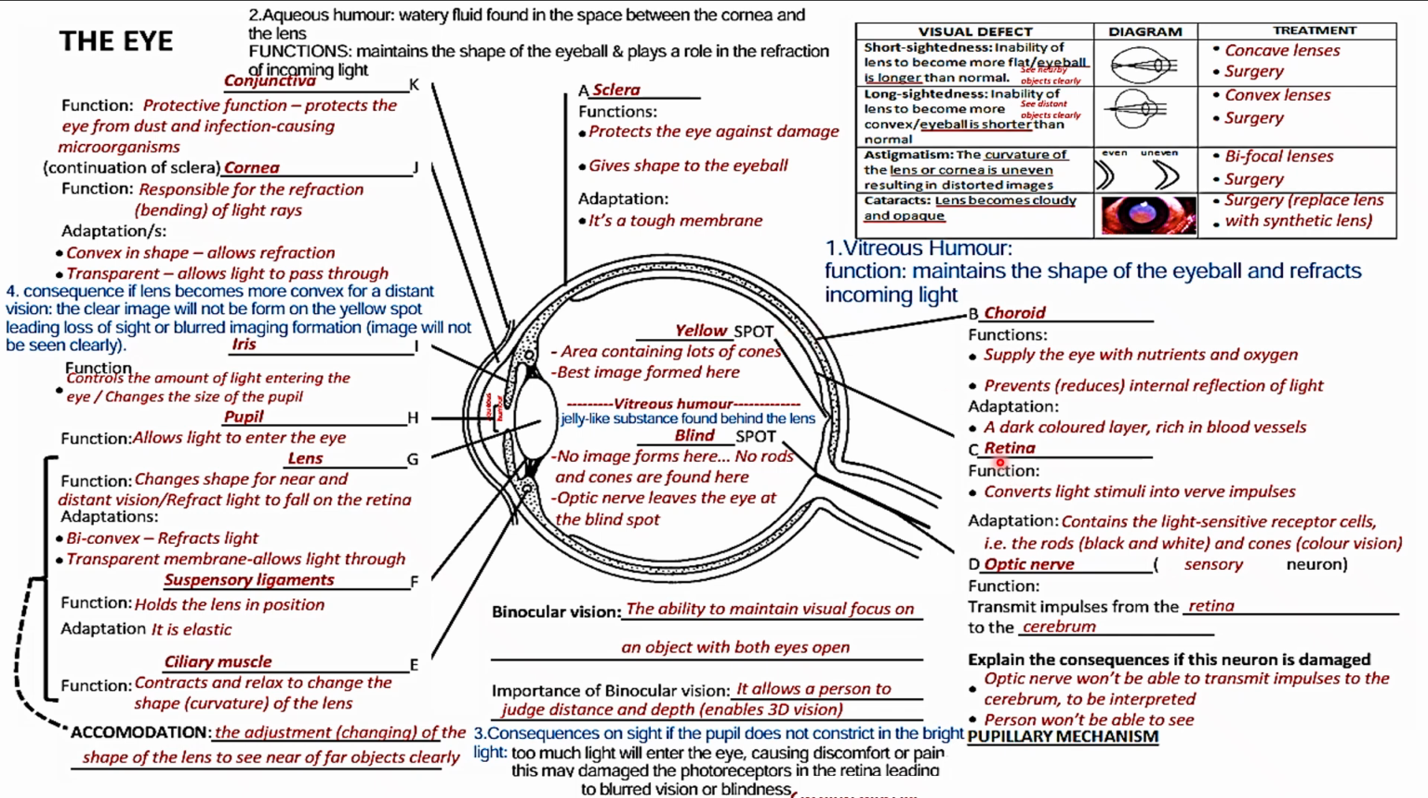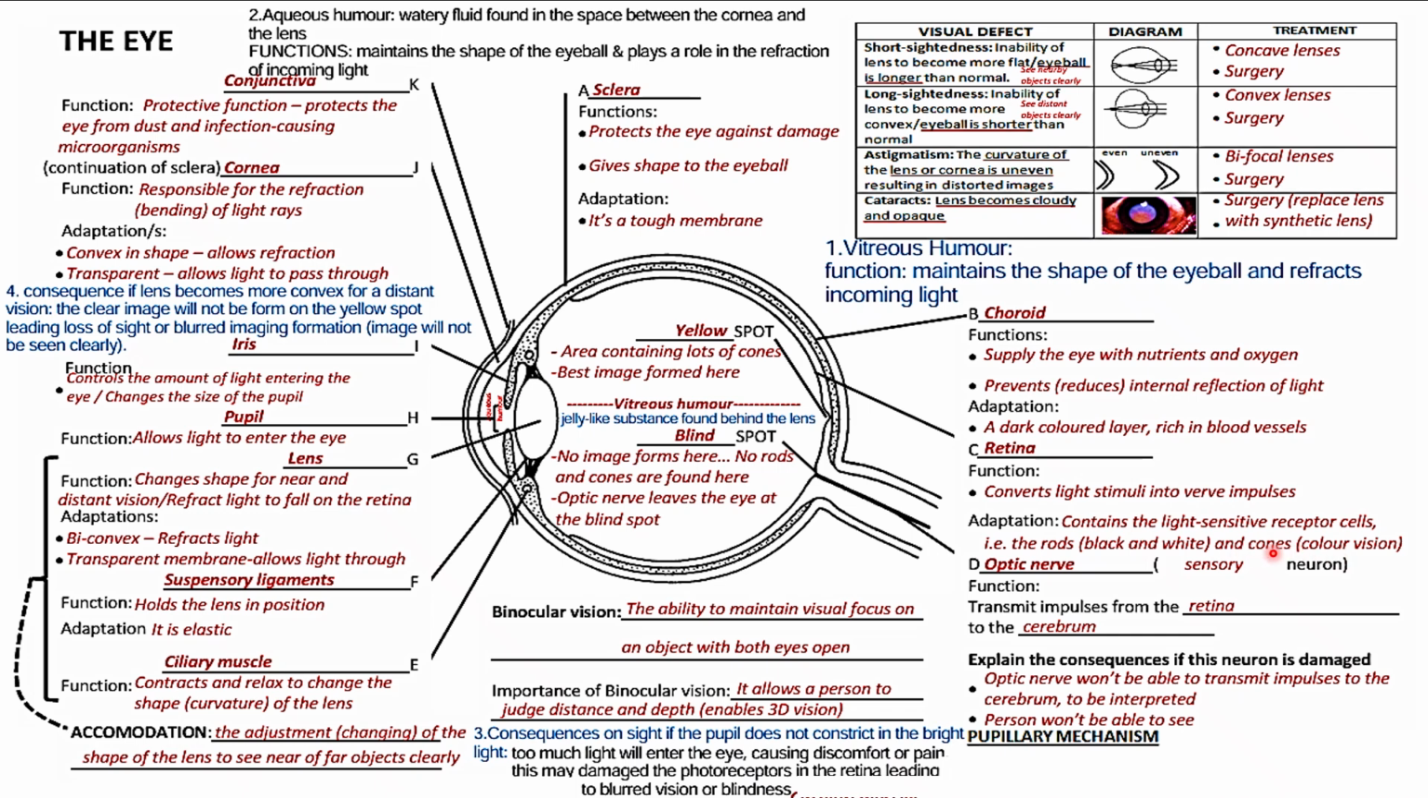Then the third layer is the retina. And what are its functions? It converts light stimuli into nerve impulses. So how is it designed to perform its functions? It contains the light sensitive receptor cells, that is the rods, and the rods are sensitive to black and white light, that is night vision or moonlight, and then cones are sensitive to colored vision, that is daylight. It allows us to see during the day.